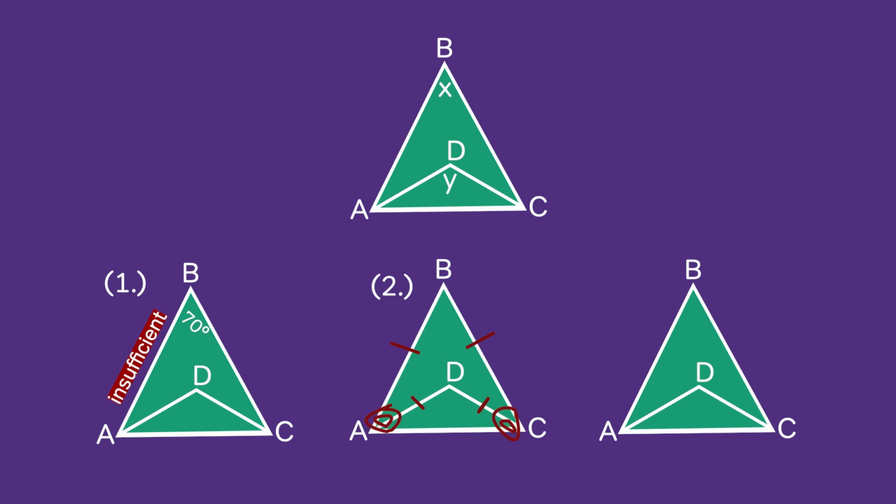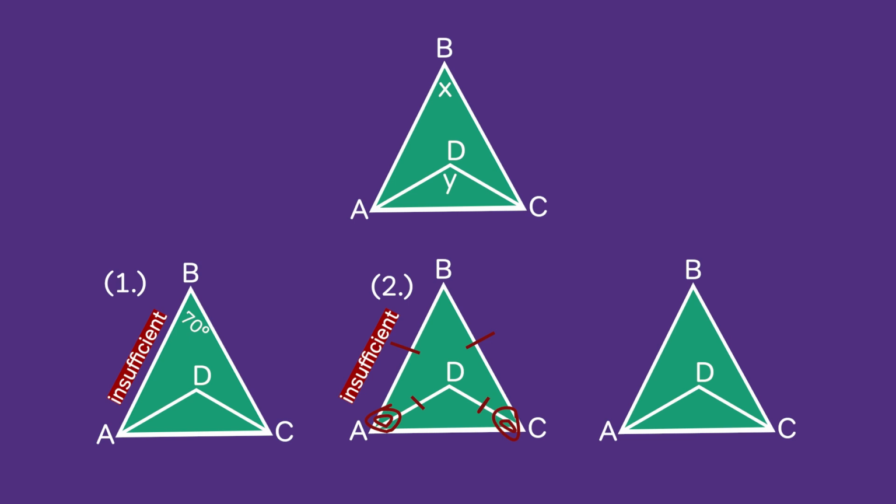We get a bunch of congruent angles down on the sides here, but still we don't have the actual measures of any angles here. Now we don't know the measure of a single angle in the diagram. So we're certainly not able to figure out the value of x plus y. So this statement by itself is also insufficient.